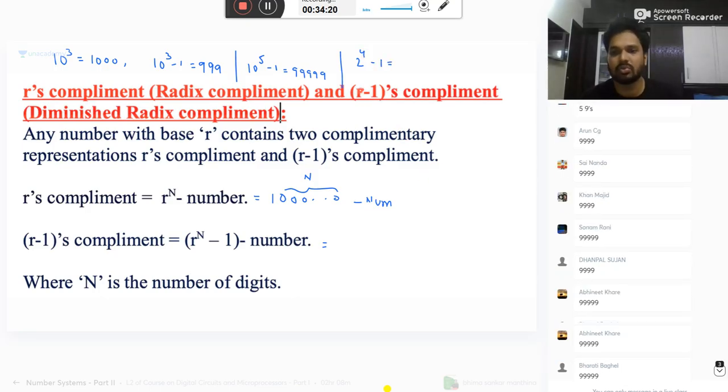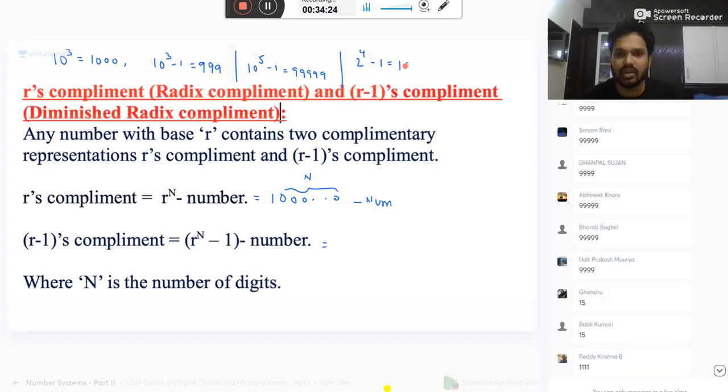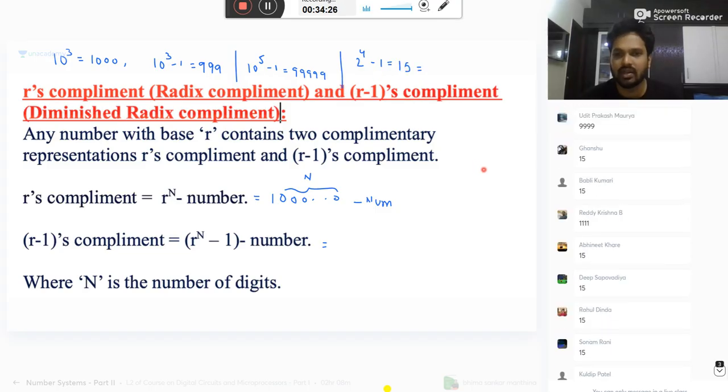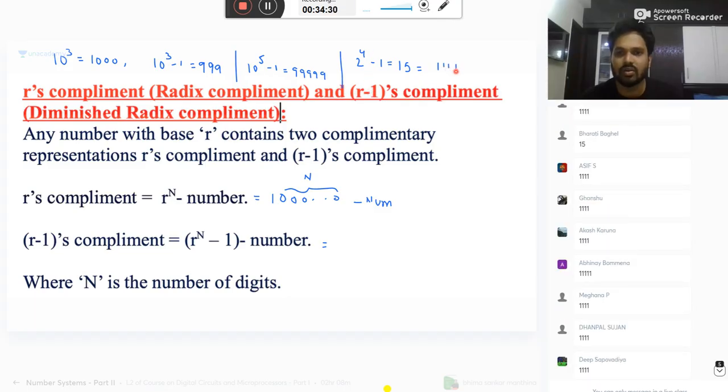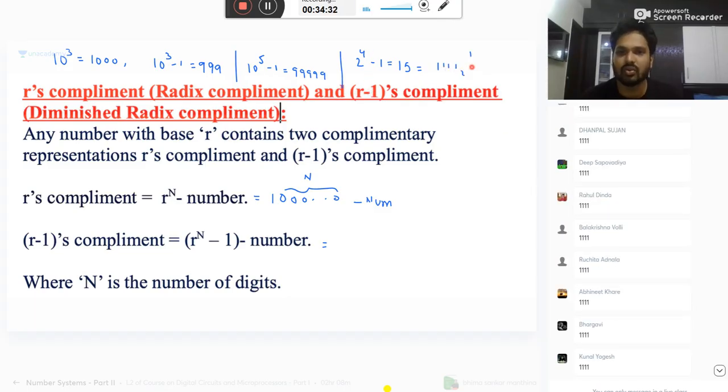Okay. So 2 power 4 minus 1. Can you tell me what is 2 power 4 minus 1? 15. So in binary, what is 15? 1111. Or if you want, I can give one more example. 2 power 3 minus 1 is 7, which is 111. So what is the information you are getting from this pattern?